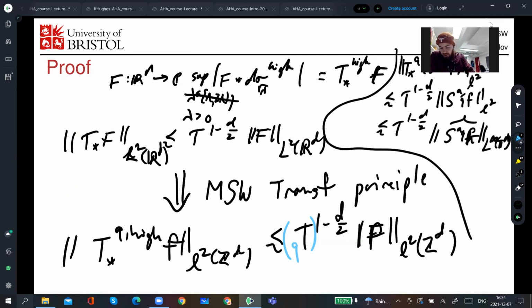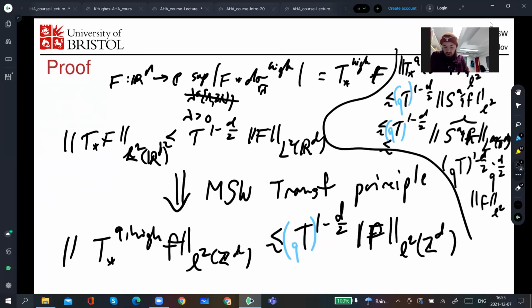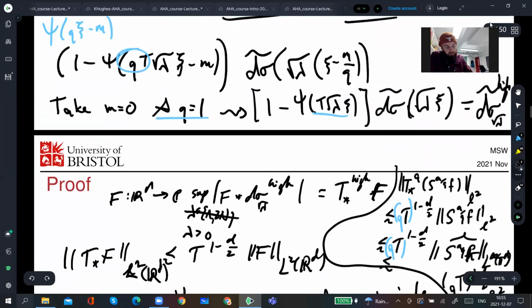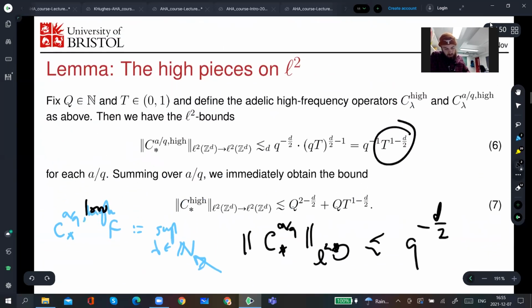And now when we apply the Gauss sum bound here, this should have been a Q, so QT to the 1 minus D over 2. This will be at most Q times T to the 1 minus D over 2, times Q to the minus D over 2, times the L2 norm of F. And when you collect the right powers of Q, we get the bound that I claimed before, which is just this bound.